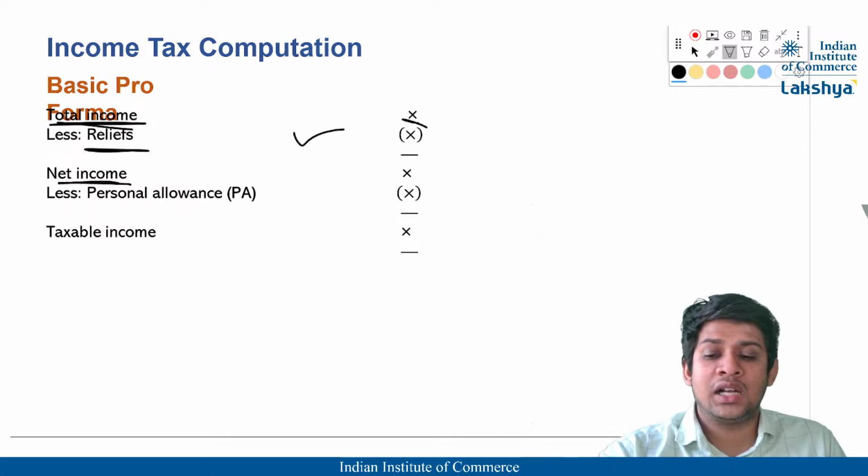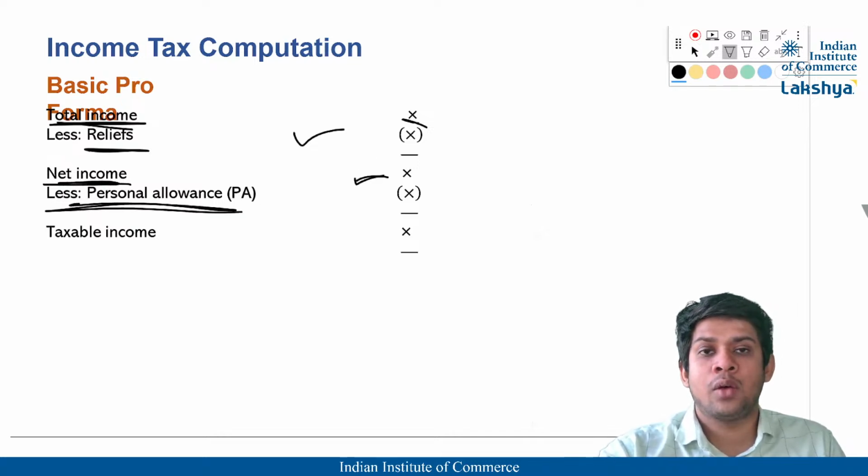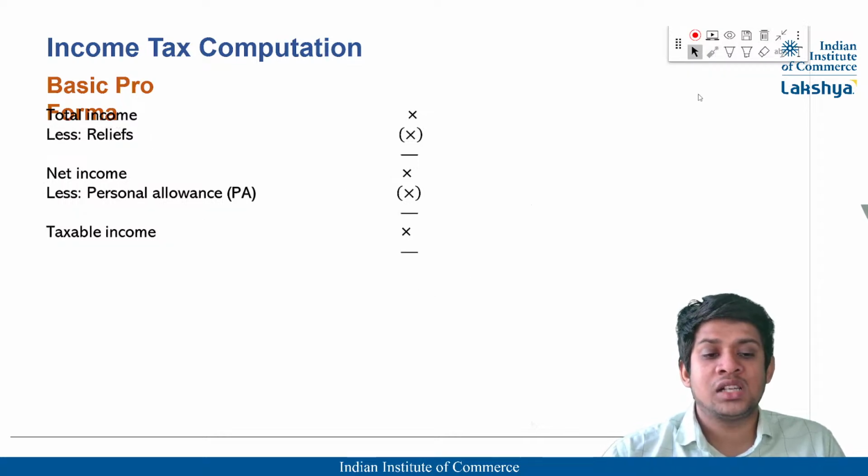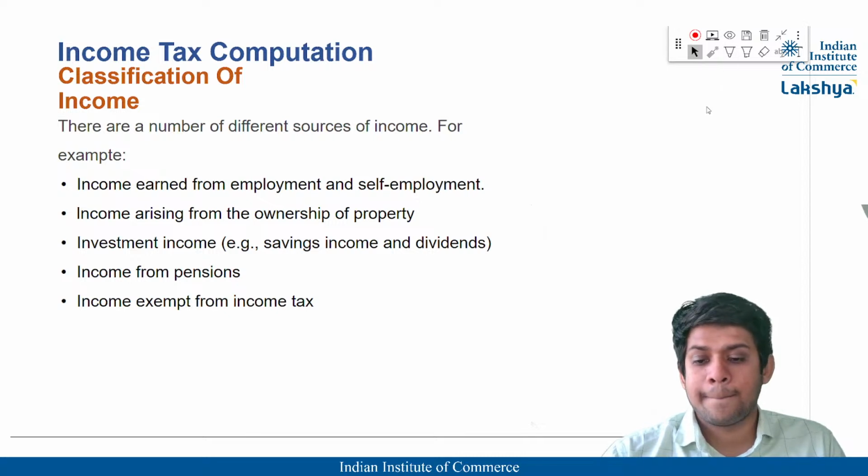After that, you will get your net income, and from that net income, eventually your personal allowance is deducted, and on the remainder amount, you will have your taxable income on which you will calculate your tax liability. Okay, I hope this part is clear to you all. Let's move on to the latter part.